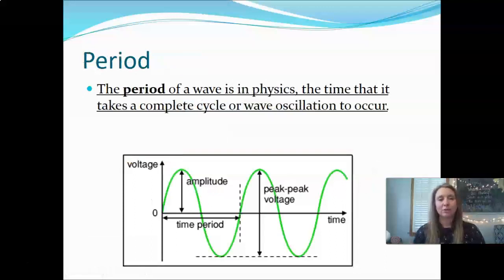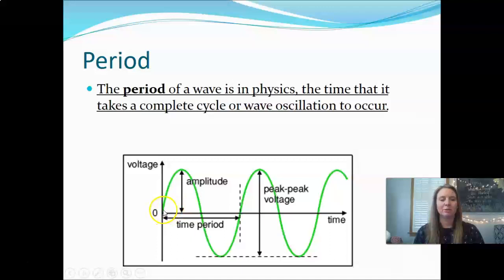Another unit of measure for a wave is called a period. And a period is just the time it takes to complete one cycle. Meaning, so here's our rest point again, this line here, and here's our wave in the green. Wavelength from crest to crest. Amplitude is the height from rest point to crest.